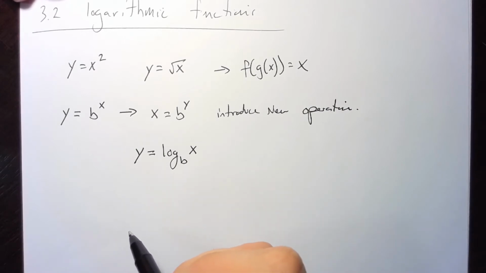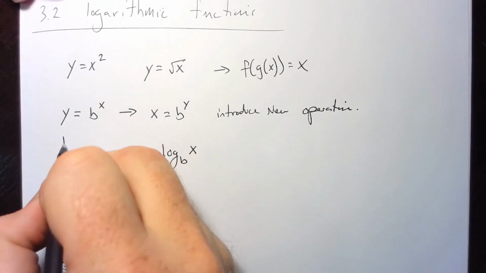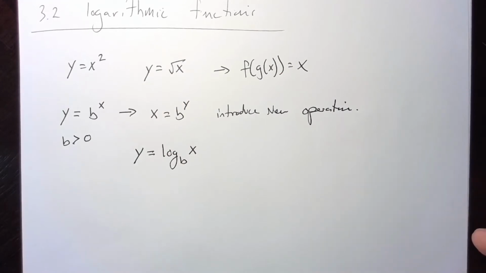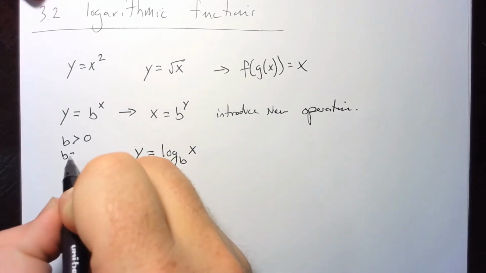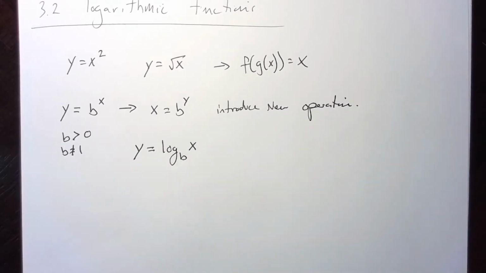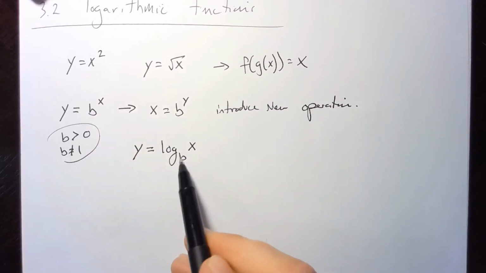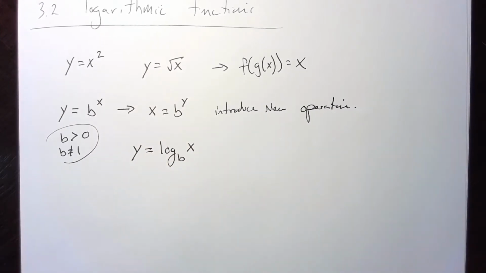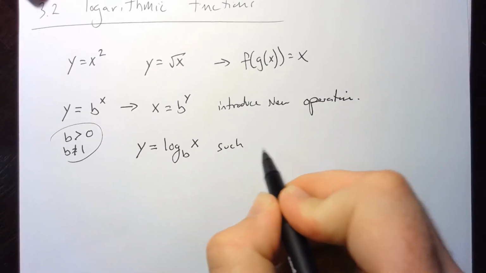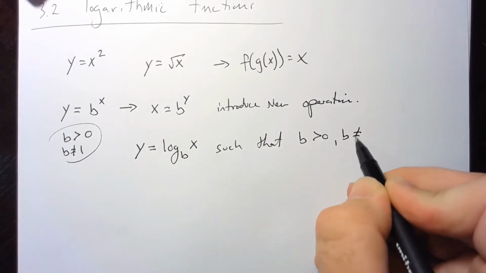Some important pieces of information: we start off with the exponential function. Note that for us to have an exponential function, b has to be greater than 0 in particular, and it also can't be 1. If it's equal to 1, then it's not really an exponential function. It's really just y equals 1. So if these two statements are true, then that's technically true for b in this particular function. So this is the logarithmic function such that, again, we have to state that b is greater than 0 and b does not equal 1.